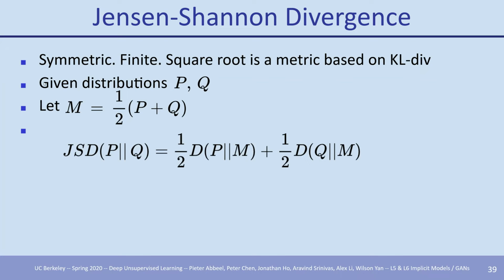So the way this is formulated, you have two distributions P and Q. You let M equal half of P and Q. Then JSD of P and Q is half of, where D is the KL divergence, D_KL of P with M, M being the one that's half of this, and Q with M. So that's how this is defined.